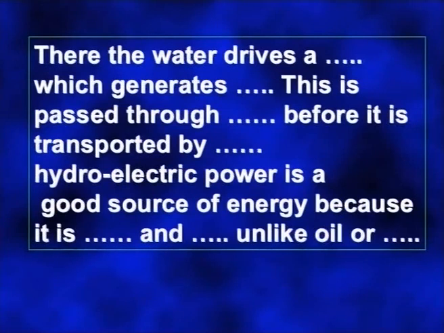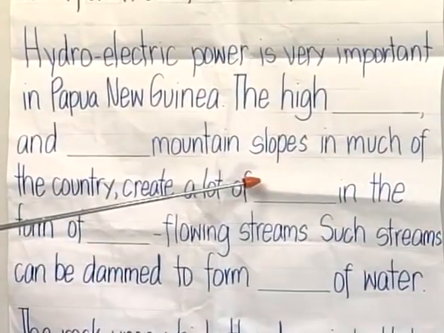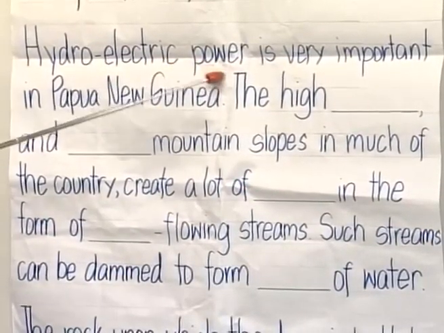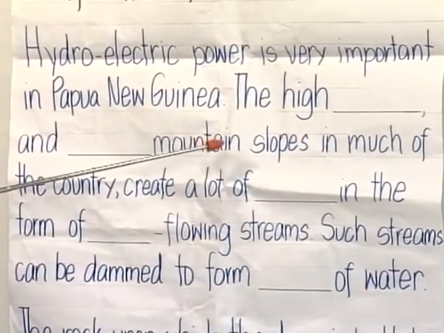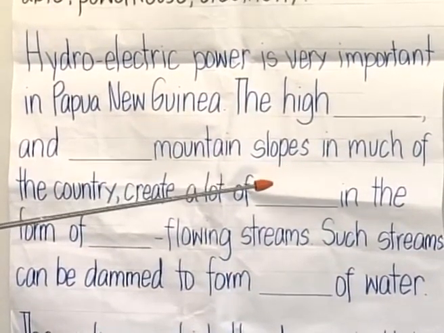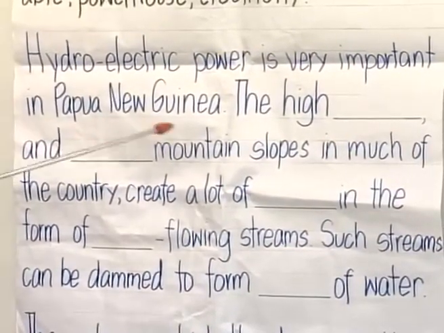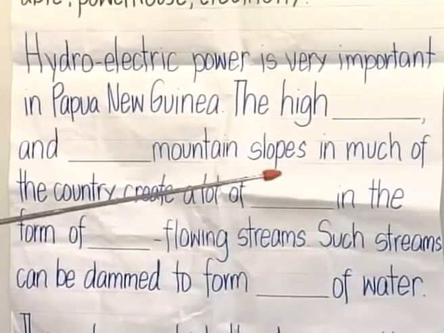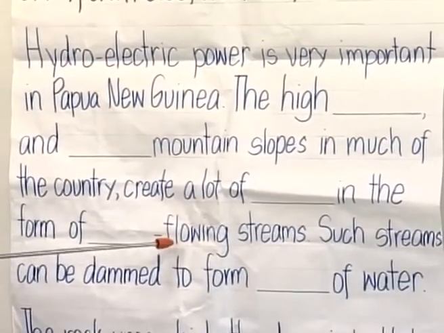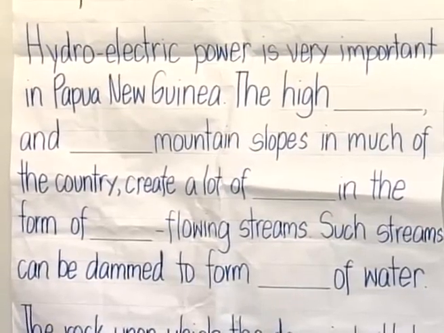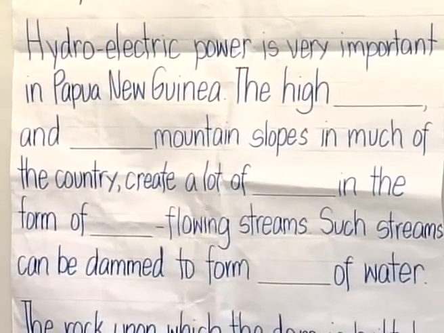All right, so from the words in the list, you were asked to fill in the blanks. Number 1, can we have someone to give us the answer, please? Hydroelectric power is very important in Papua New Guinea. Would someone like to give us the first sentence quickly? The high something and something mountain slopes in much of the country create a lot of something in the form of something flowing streams.